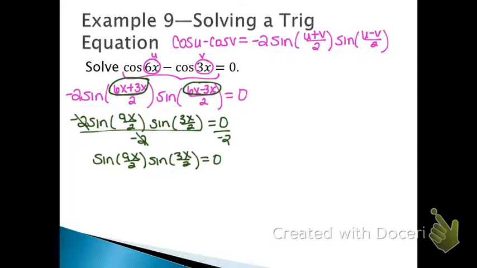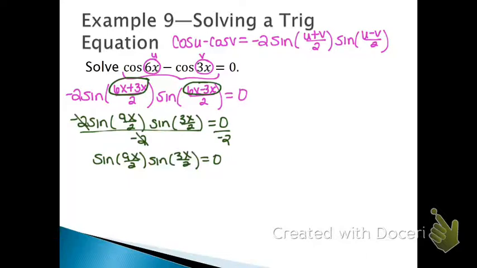Multiply by 2? No. Remember before when we did this with multiple angles and angles being divided by a number, you don't deal with that part. We're not going to worry about getting rid of the 9/2 or the 3/2 until the very end. Take a sine root? No, can't factor.